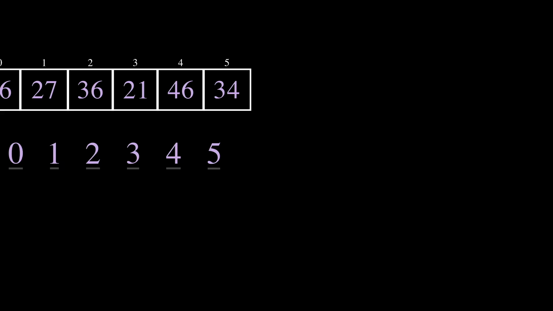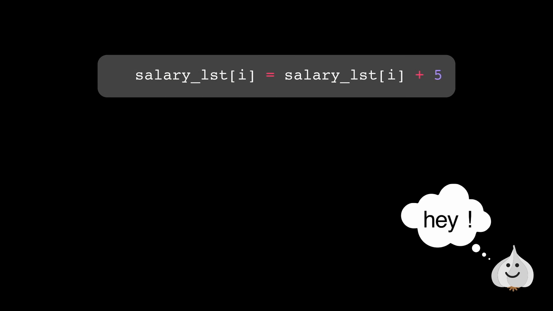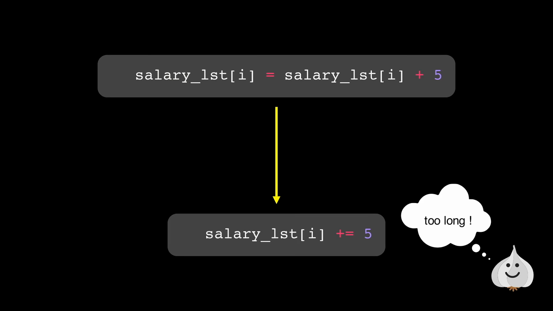So the lesson is, if we want to modify the actual element inside a list, we need to modify them through index. Therefore, we must loop over the range object. Hey, isn't it a bit verbose to write code like this? Yep, I should use the more compact syntax of updating a variable, writing plus equal 5 instead.